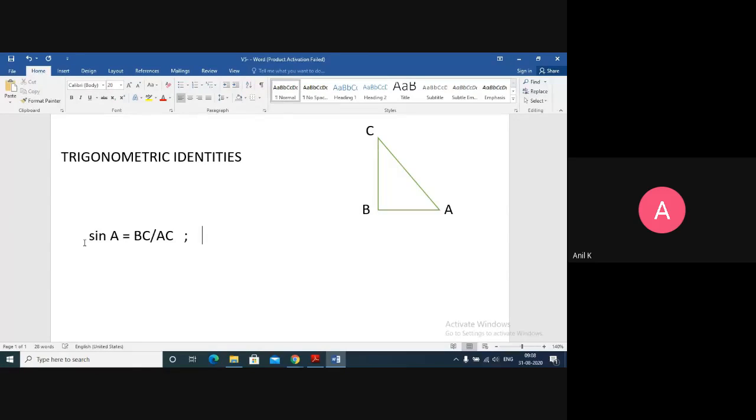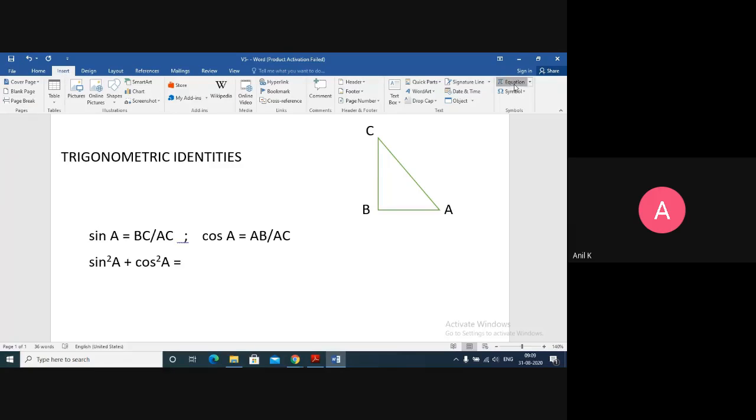Now I'll go for cos A. The definition of cos A is adjacent upon hypotenuse. So here adjacent is AB upon AC. Now let me find the value of sin square A plus cos square A. So what do I get?